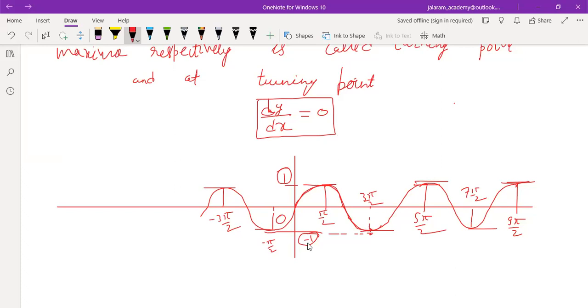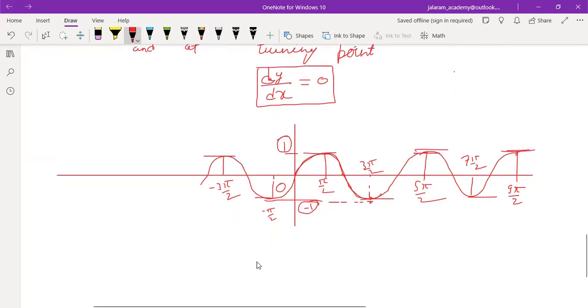At all these points, dy by dx becomes 0. Understood? You can check also. This is the equation of y equals to sin x. If you find dy by dx, it is cos x. Now find the value of dy by dx at any of the points. Pi by 2, 3 pi by 2, 5 pi by 2, 7 pi by 2, 9 pi by 2. At all these points, dy by dx will become 0. Cos pi by 2, cos 3 pi by 2, cos 5 pi by 2, cos 7 pi by 2, cos minus pi by 2, cos minus 3 pi by 2.